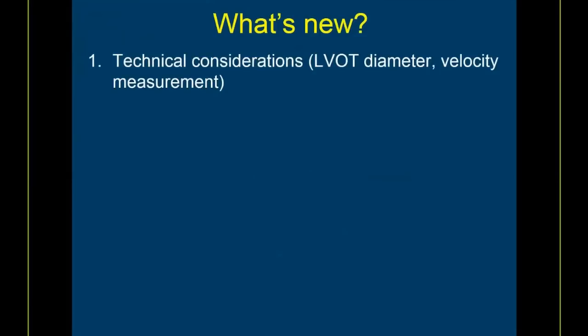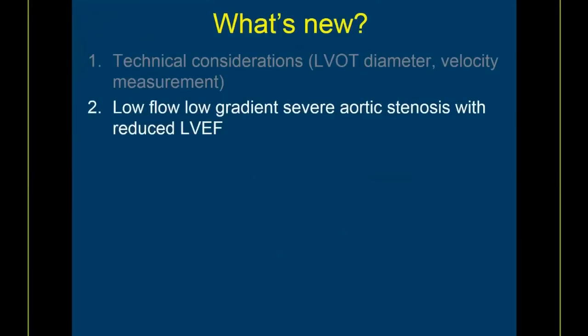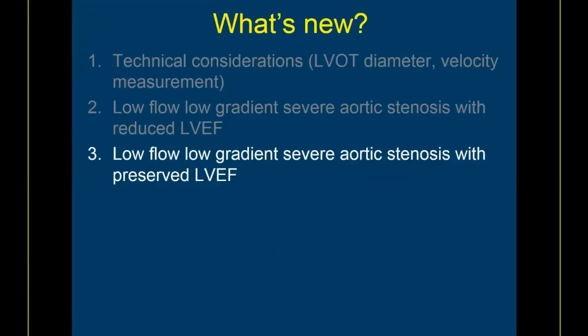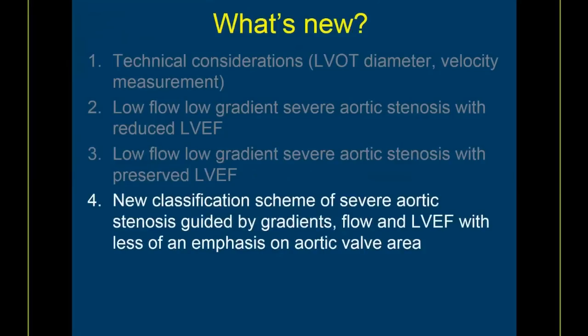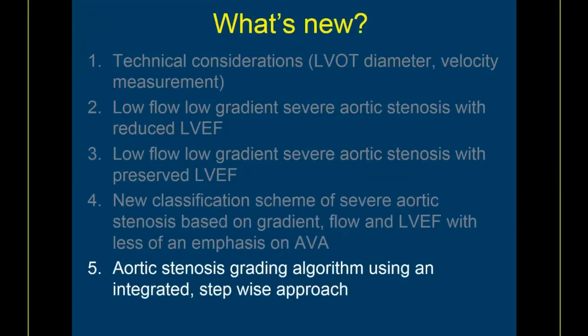So what's new in this update? Well, we review important technical considerations in the assessment of aortic stenosis. We discuss the important subgroup of low-flow, low-gradient, severe aortic stenosis with reduced ejection fraction. Also, low-flow, low-gradient aortic stenosis with preserved ejection fraction. And importantly, we present a new classification scheme of severe aortic stenosis guided by gradients, flow, and LV ejection fraction with less of an emphasis on aortic valve area. And we present an aortic stenosis grading algorithm using an integrated stepwise approach.